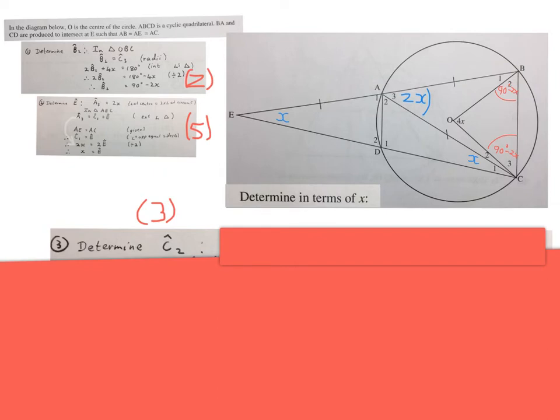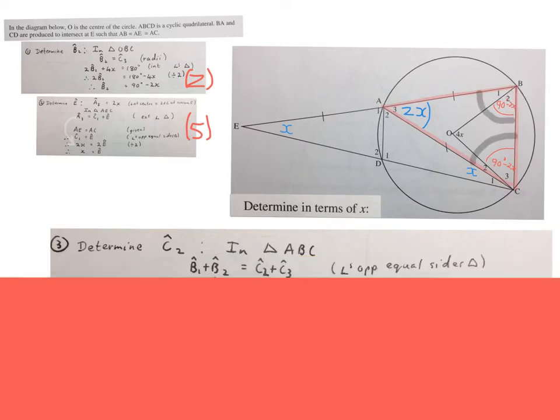The third question, determine in terms of x, determine the size of angle C2. The first question was worth 2 marks, the second 5 marks, and this one's worth 3 marks. We may write in triangle ABC, the red triangle here, angle B1 plus angle B2 is the same size as angle C2 plus angle C3. Angles opposite equal sides of a triangle. They told us that those two sides are equal. That means the angles opposite them will be equal.